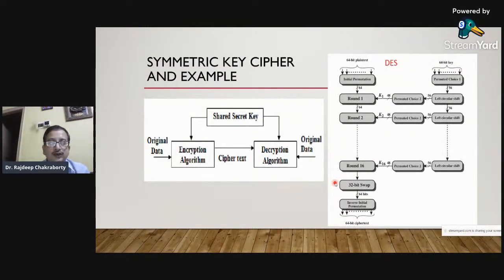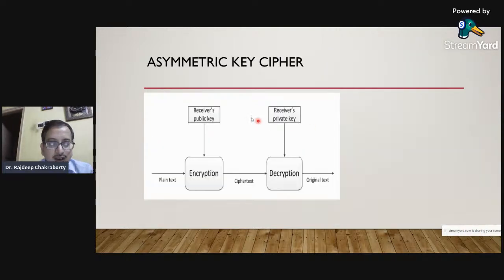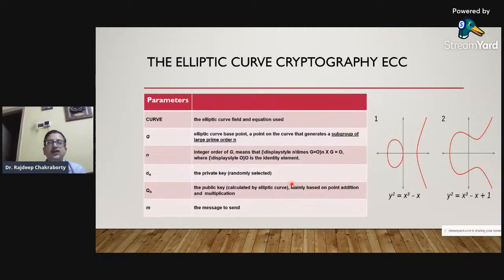Now coming to examples. Symmetric key is cryptography where the same key is used to encrypt and decrypt, and an example is the data encryption standard. In asymmetric key cryptography there are two keys. Encryption is done with the receiver's public key. This is my source, this is my destination. Encryption is done by the destination's public key, and when the ciphertext reaches the destination, he uses the private key to decipher this message.